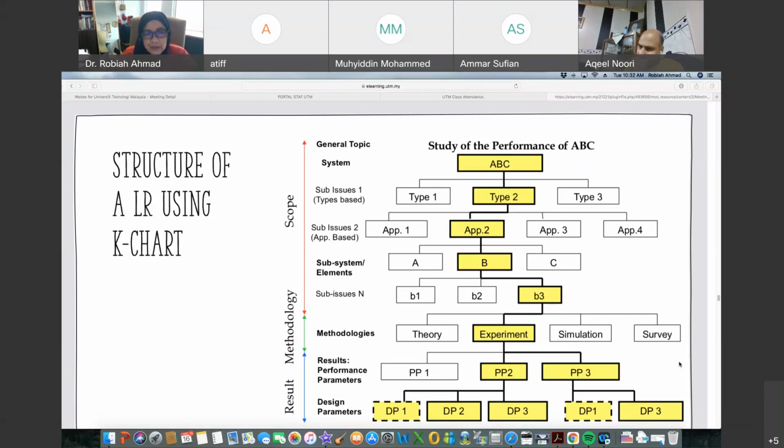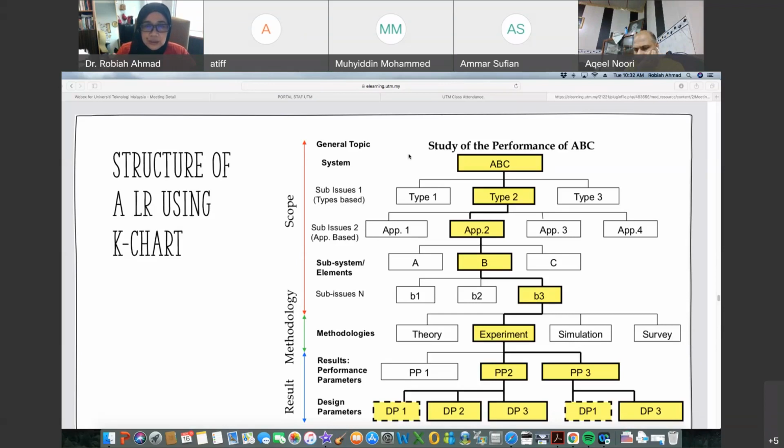But I think the technique that he proposed is very useful, and if you use it, please mention his name and how he contributed to this. Okay, so let us look at this K-chart.